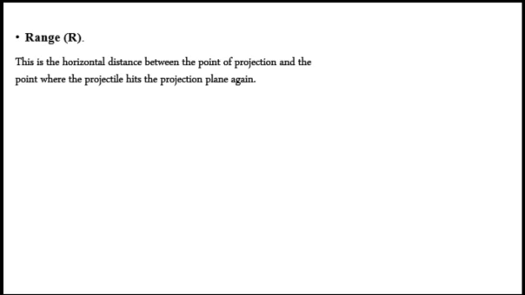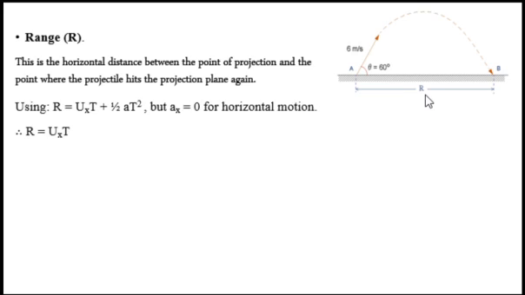Moving on. We have range. Range is the horizontal distance between the point of projection and the point where the object lands on the projection plane. We have this point of projection A, point of landing B. The distance between A and B is referred to as the range. So for range, we are using s equals ut plus half gt squared. That's the equation of motion under gravity.